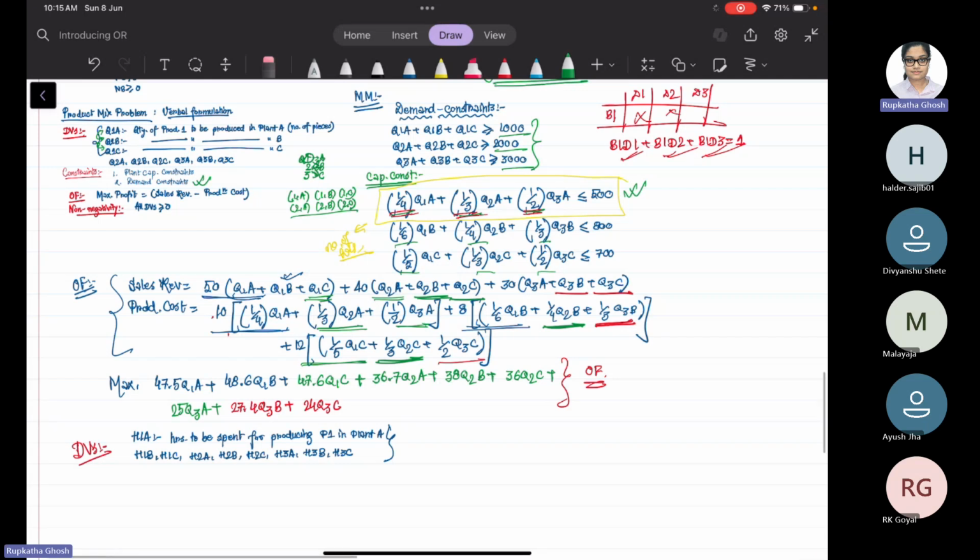It will be very simple. It will be nothing but H1A plus H1B plus H1C less than or equal to 500. That's it, hours. But your 4H1A, where will it come? When you are writing the demand constraint. Now see, production rate per hour: 4H1A plus 6H1B plus 5H1C would be greater than or equal to 1000.